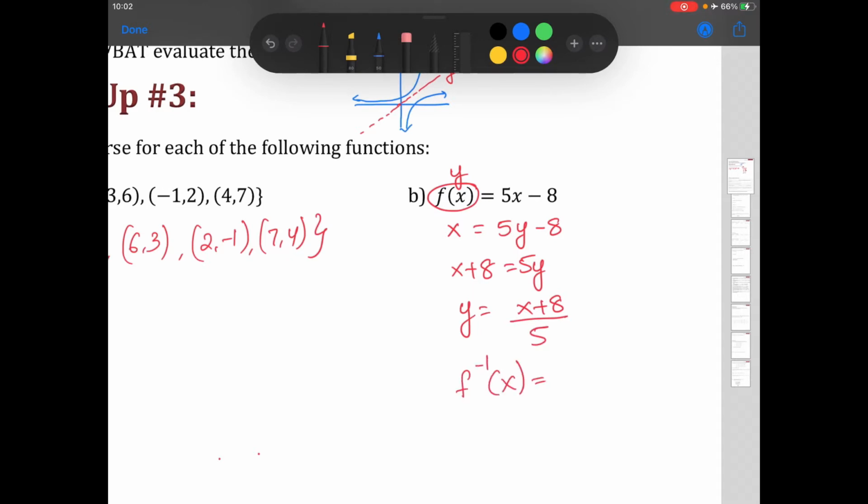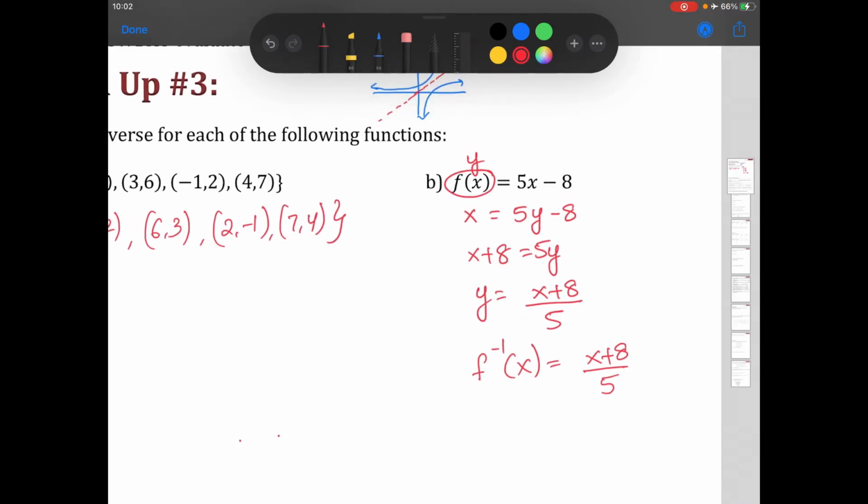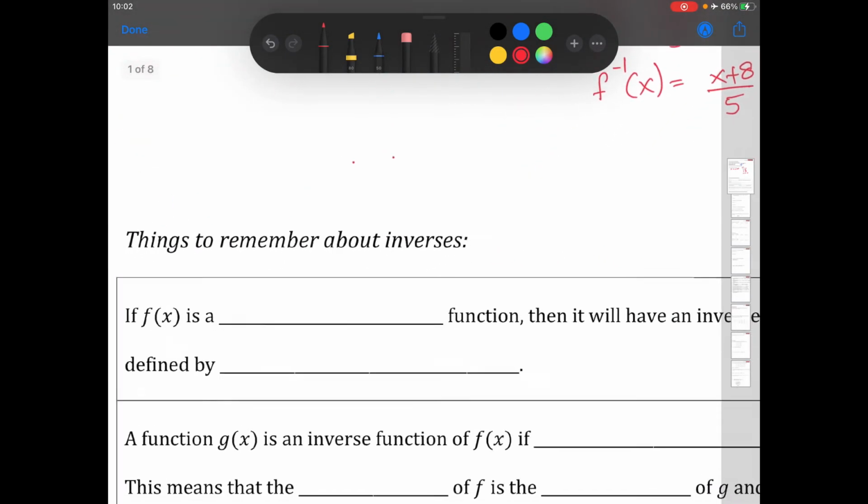Always use your function notation: x plus 8 over 5. So that was your inverse. And if I was to graph both of these, they will be a reflection over the line y equals x.